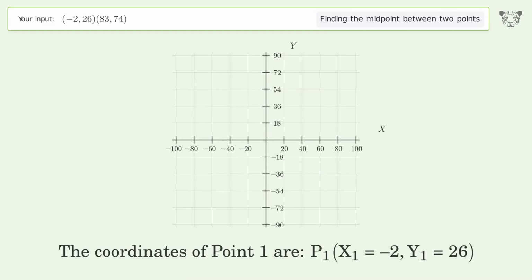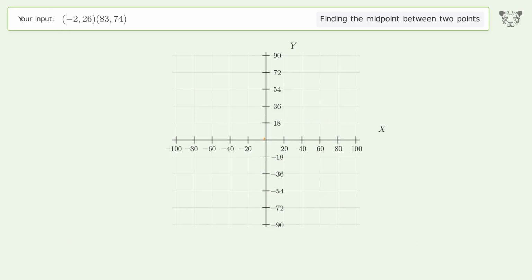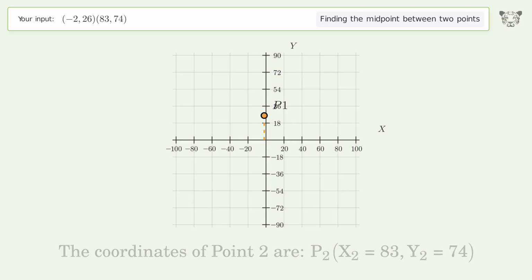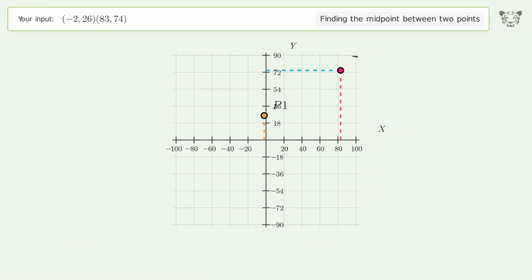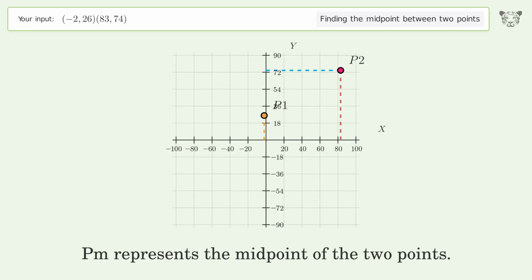The coordinates of point 1 are x1 equals -2, y1 equals 26. The coordinates of point 2 are x2 equals 83, y2 equals 74. PM represents the midpoint of the 2 points.